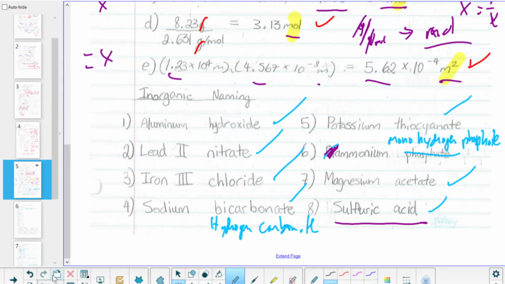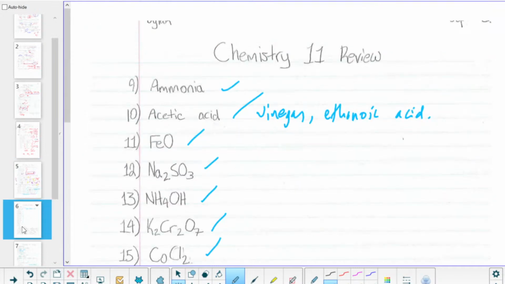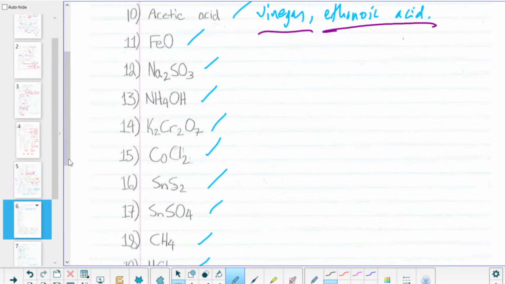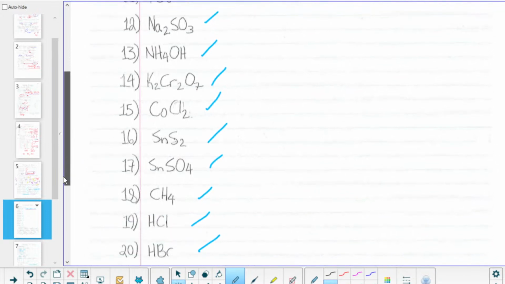Should ask before we move. Anybody still correcting? Okay. Chemistry 11 review. Ammonia. Acetic acid has a bunch of other names. You could have also called it vinegar, or you could have been really correct and called it ethanoic acid. FeO, Na2SO3, NH4OH, K2Cr2O7, potassium dichromate. That's pretty useful stuff. You can blow up things with that. Cobalt 2 chloride, SnS2, SnSO4, methane, CH4, hydrochloric acid, HCl, and hydrobromic acid, HBr.